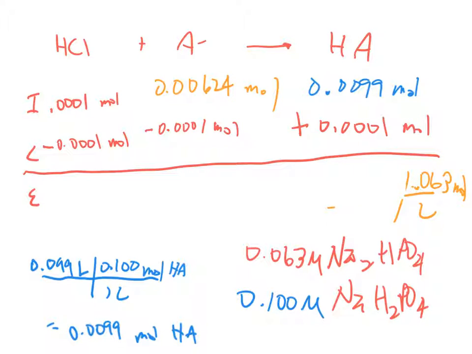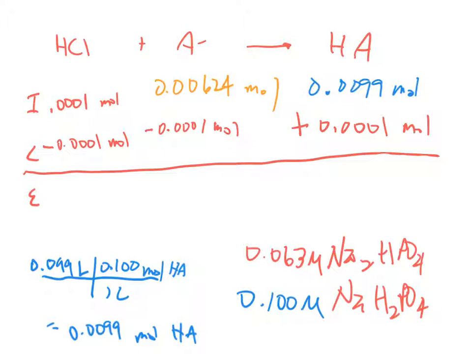Let me see if it'll let me erase this. Oh, good, it will. Which one's the A minus? If you look at the one on the bottom right hand, it's going to be the one that has the fewer number of hydrogens. HA has Na2HB. Yes. Mm-hmm.